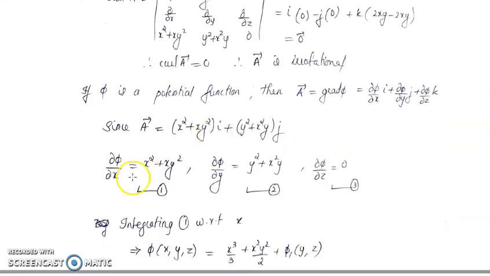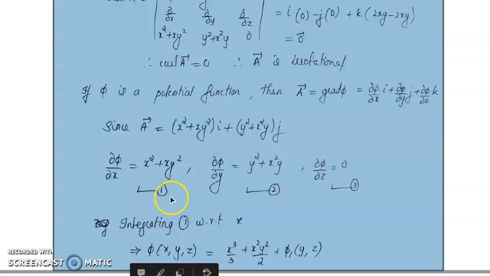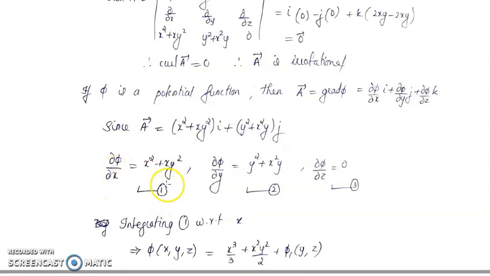So that gives us 3 equations. When A is equal to del phi, we will get ∂φ/∂x, ∂φ/∂y, ∂φ/∂z. Now what we do is, we will integrate the first equation with respect to x. So that will give us the value of phi. And we'll integrate the second equation with respect to y and the third equation with respect to z.